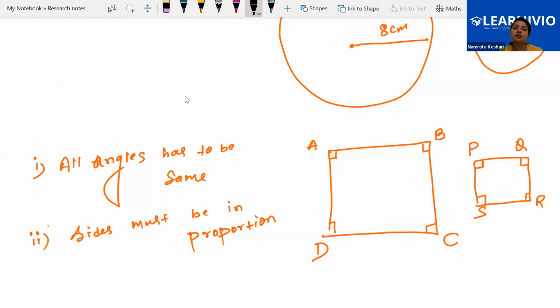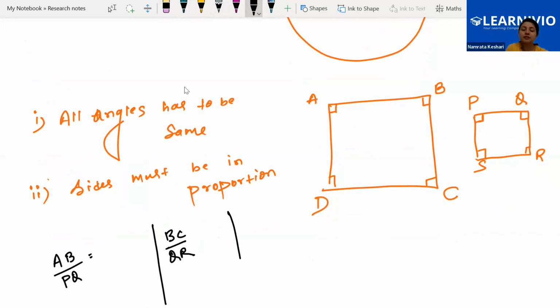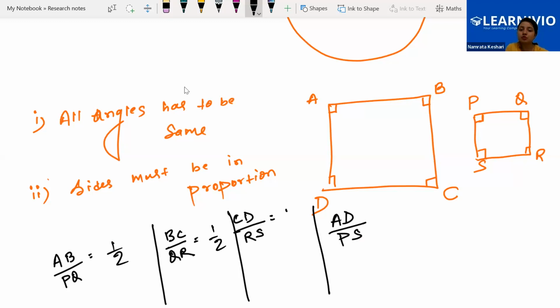Here also we will be checking the ratio between consecutive corresponding sides. That is AB by PQ, then BC by QR, then CD by RS, and then AD by PS. If all the ratios are the same, 1 by 2, 1 by 2, 1 by 2, 1 by 2, then and only then we will say that these two figures are similar figures.